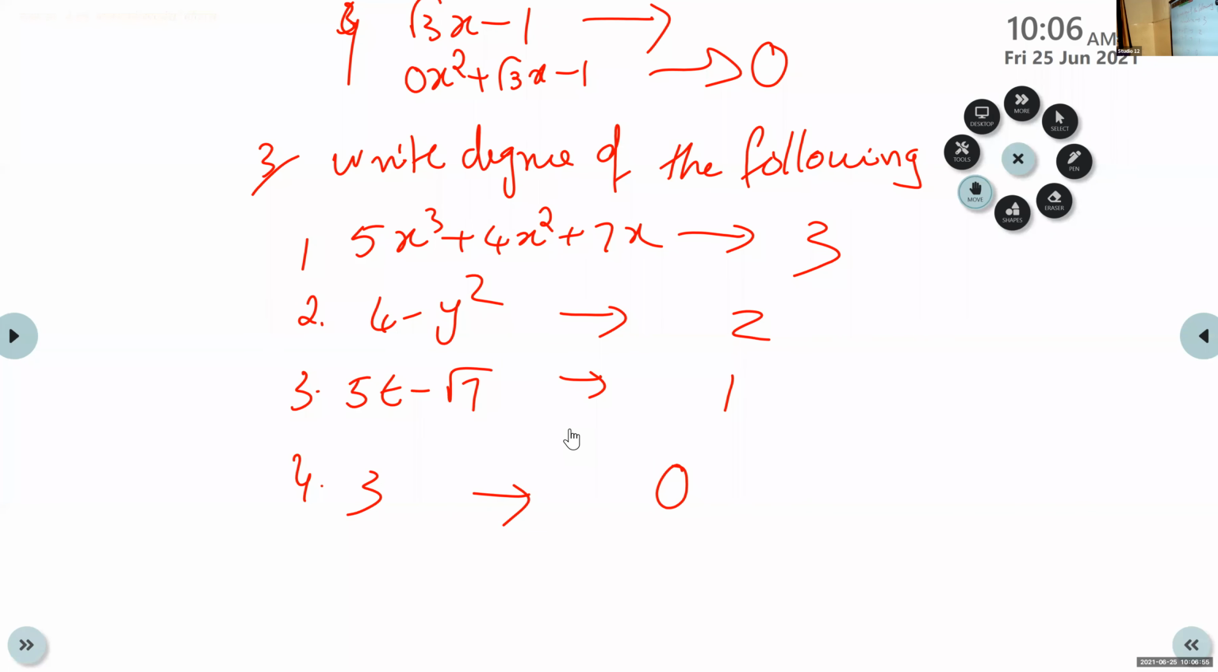Last one, 3. So it's degree. Degree of 3 is? 0. Okay. Zero. So better you write this. You write 3 as 3x raised to 0. Then there won't be any confusion. Okay. Can I change this?